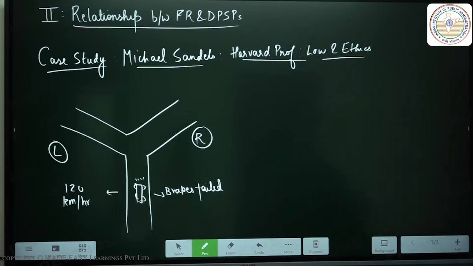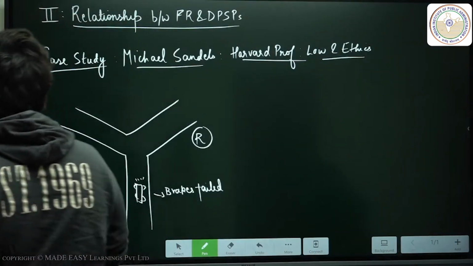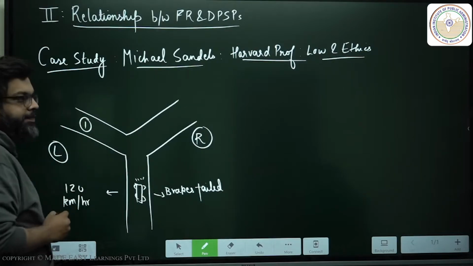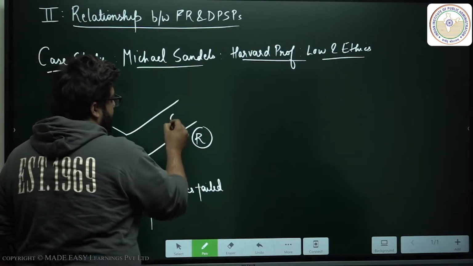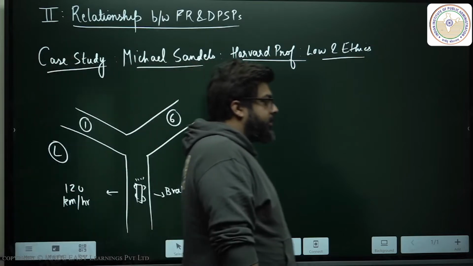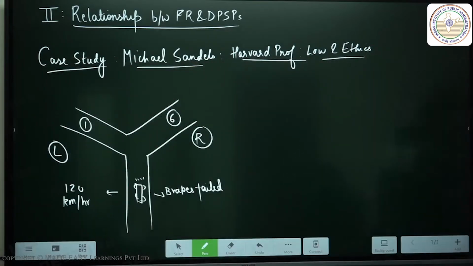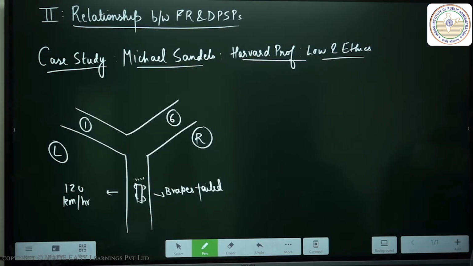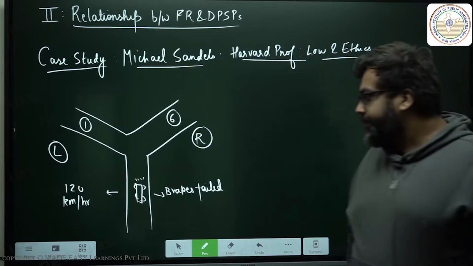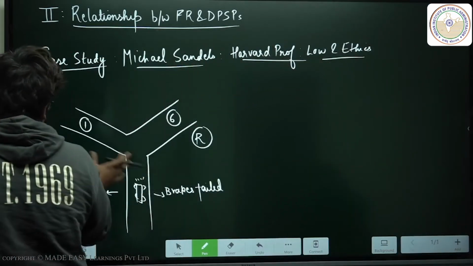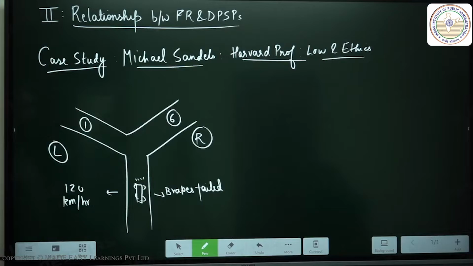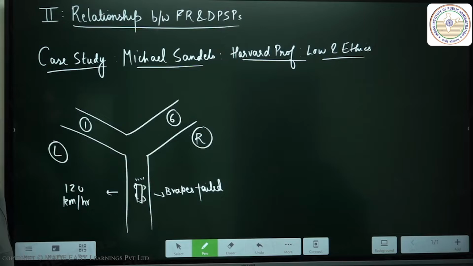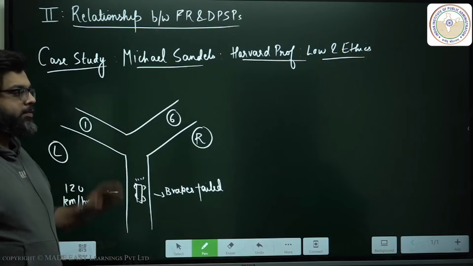Now, at the end of the left side of the road, there is one person, and at the end of the right side of the road, there are 6 people. Yes, Jayadri, absolutely. At the end of the left side of the road, you have one person, and at the end of the right side of the road are 6 people. Okay? 6 people.